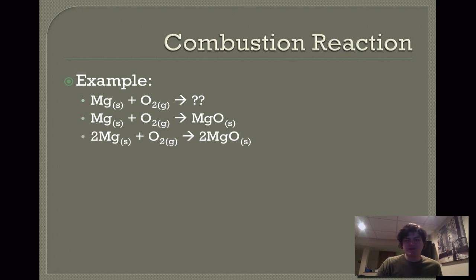To balance it, we need a 2 in front of the magnesium and a 2 in front of the magnesium oxide. I show you this just as a reminder. If you're seeing the plus O2, it is a combustion reaction, whether it's with a hydrocarbon or a metal, like in this case.